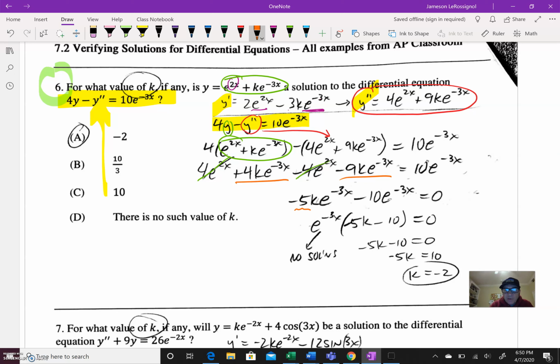All right, from there, we're trying to solve for k, right? Remember, it said to find the value of k. So what we're going to do is factor out that e to the negative 3x. We could have factored out a negative as well. We also could have factored out a 5 or a negative 5. But I'm comfortable leaving the negative 5k minus 10 in there. And then we're going to just set those two things equal to 0. The second equation is the one that yields the answer. And there you go. There's your answer for number 6.